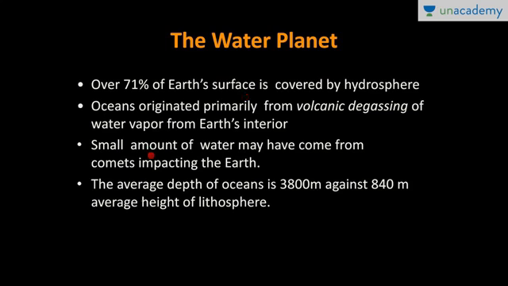Now, it is said that some small amount of water may have come from comets that hit the Earth. Then the average depth of the ocean is 3,800 meters, and the average height of the lithosphere is 840 meters.